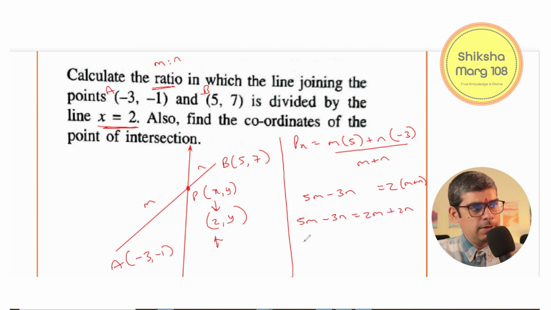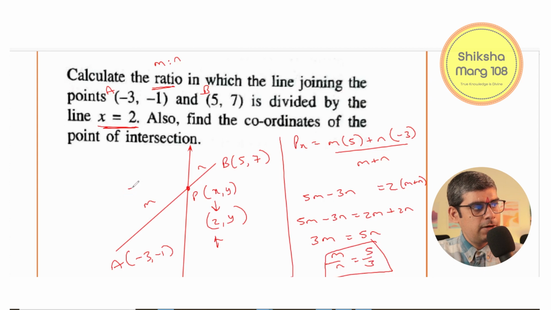Twice m goes over here, becomes 5m minus 2m, which is going to be 3m. This negative 3n goes over there, becomes positive 3n. 2n plus 3n is going to be 5n. So m over n is equal to 5 over 3. That's the ratio we got. So it's 5.